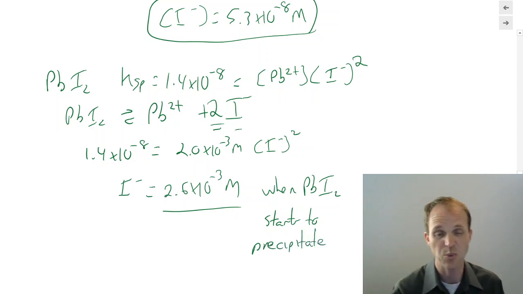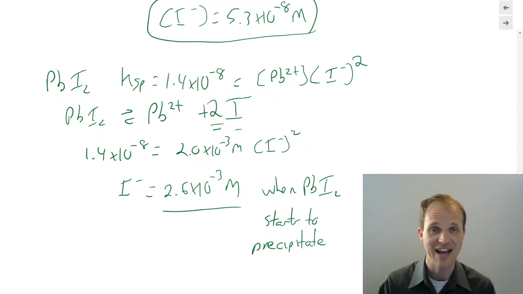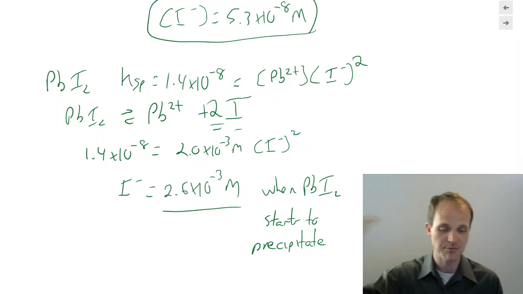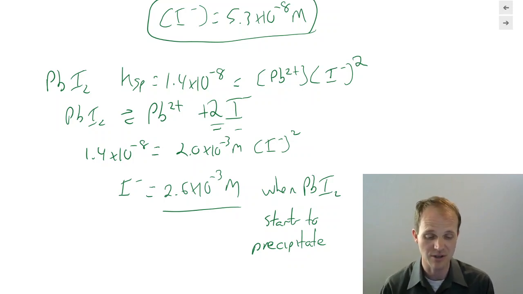So that's actually a pretty wide range, right? I can have iodide concentrations from 5.3 times 10 to the minus 8th molar all the way up to 2.6 times 10 to the minus 3rd molar, right? 5 orders of magnitude. I got a lot of leeway before any of the lead iodide starts to precipitate out. And what's even cooler is that as my copper iodide precipitates out, it's taking iodide out of the solution. And so I can keep adding iodide, and I'm not actually upping the concentration by all that much. So it turns out I can take almost all of the copper iodide out.